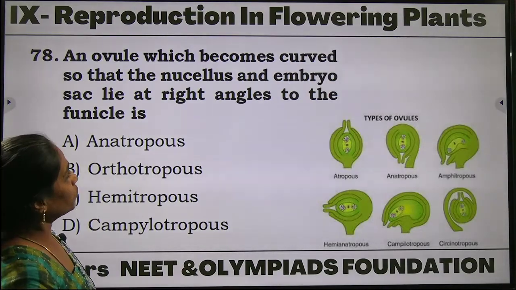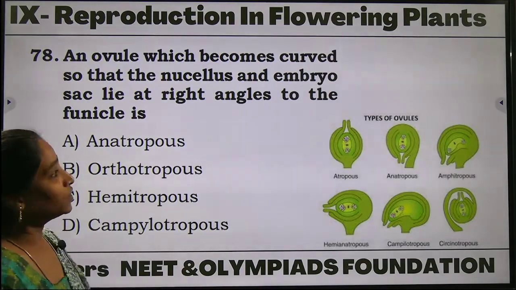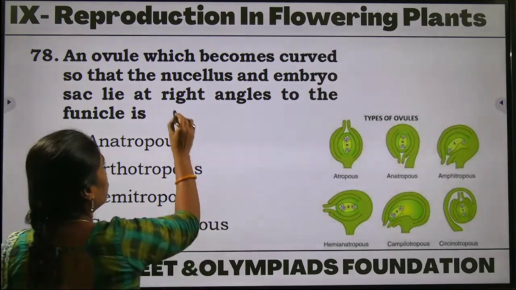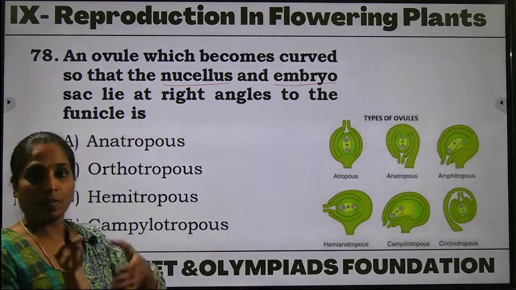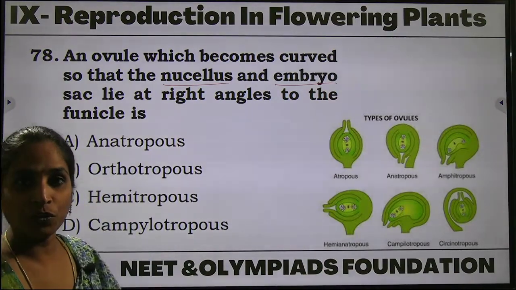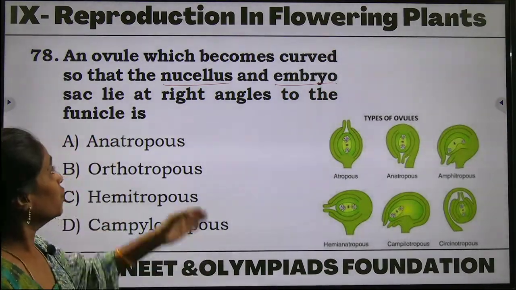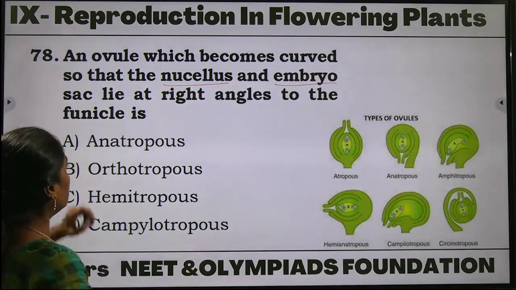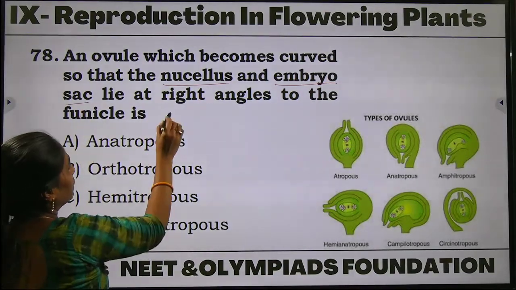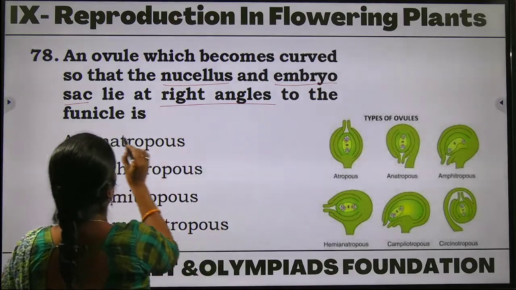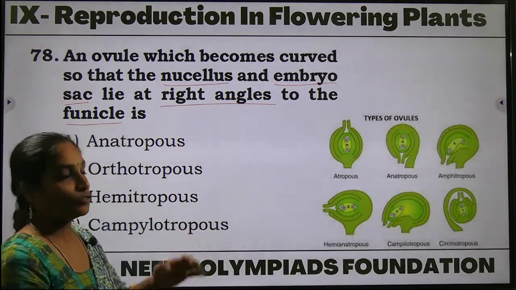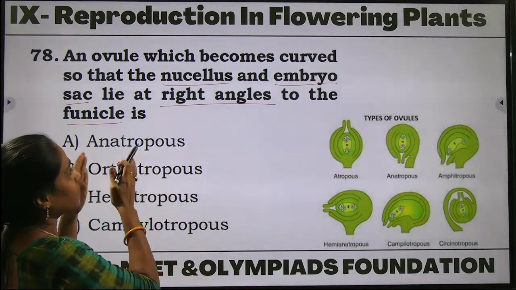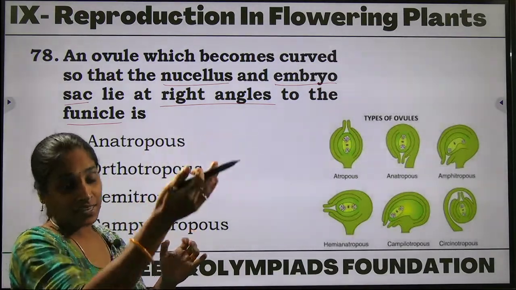An ovule which becomes curved so that the nucellus and embryo sac lie at a right angle to the funicle. The ovule is a curvy structure, it seems. By the curvy structure of the ovule, we can observe the nucellus and embryo sac lie at the right angle towards the funicle. Okay, so where will be the funicle here? To the funicle, the embryo sac and nucellus are exactly at right angles, it seems.